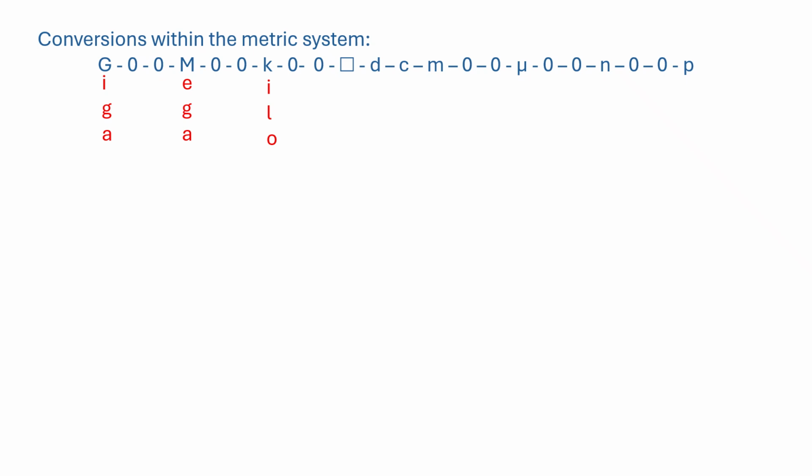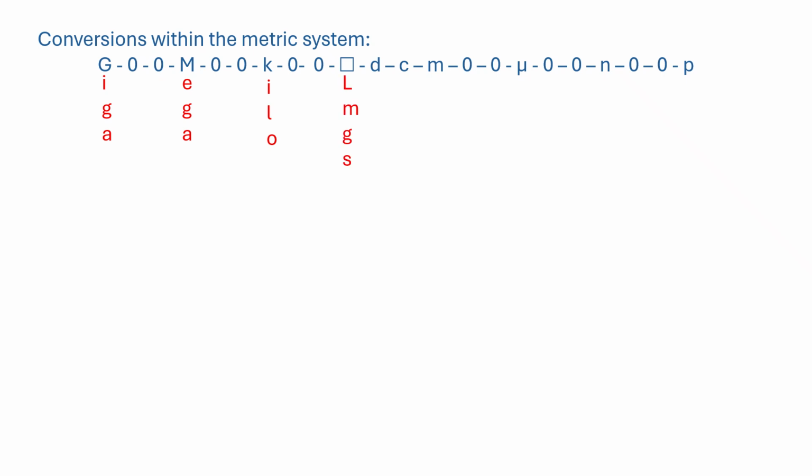Kilo is the lowercase k. Notice all the little zeros. Those are just placeholders, like decimal places, so we're going to ignore those. They're important, but we're not going to worry about what their letters are or how we say them.